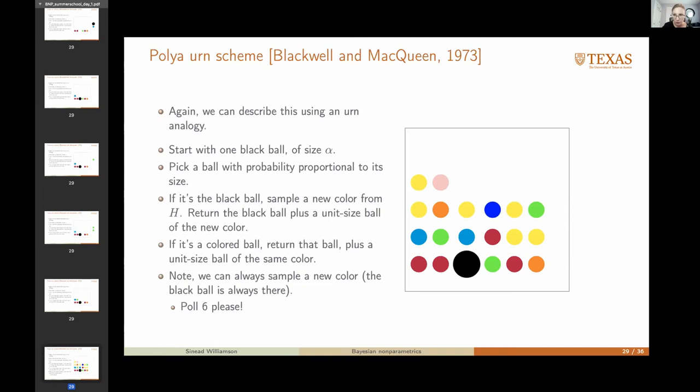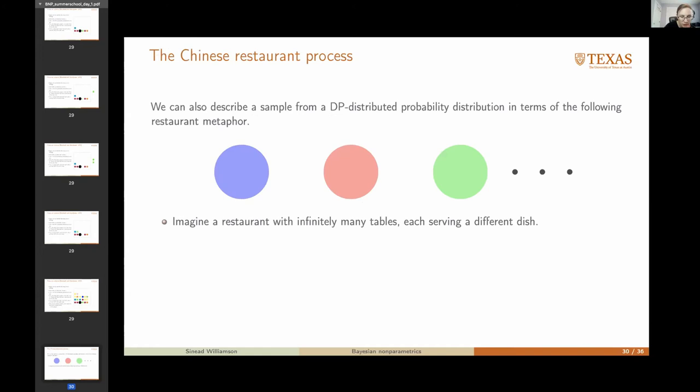So we are being informative about the number of clusters that we expect in our alpha. And actually we expect there to be roughly alpha log n clusters in n observations based on this. So we'll talk a little later about how we can change those assumptions. Okay.